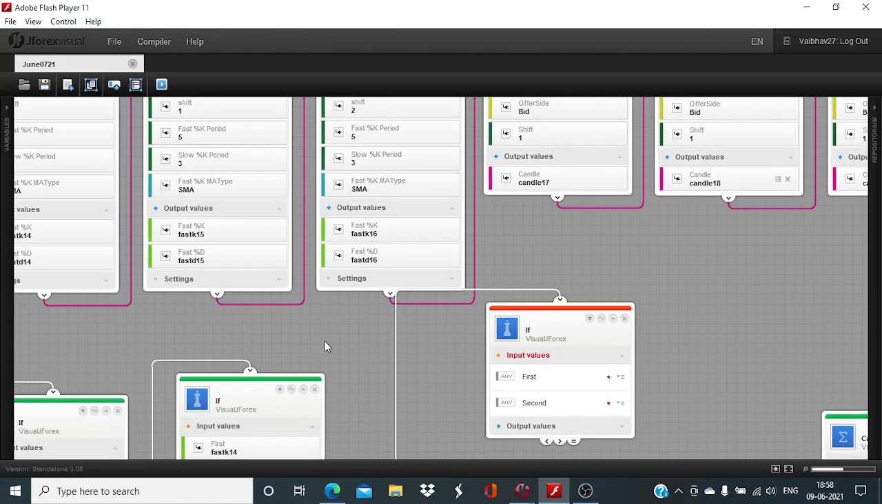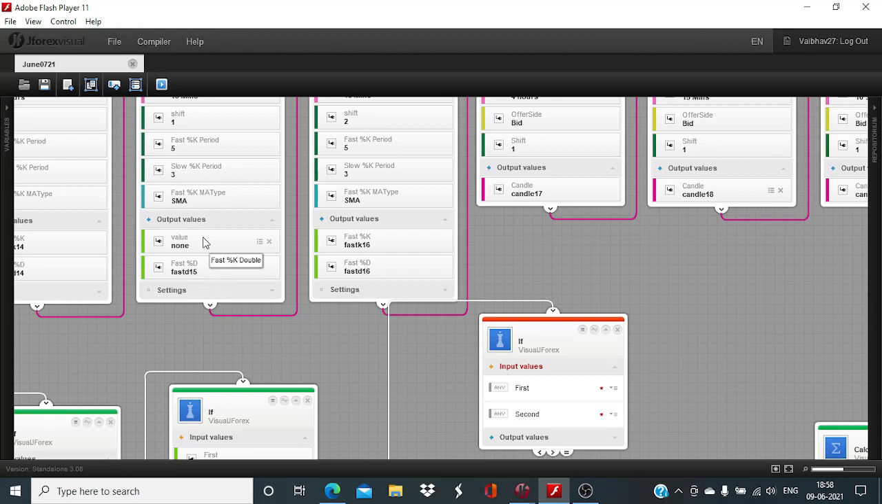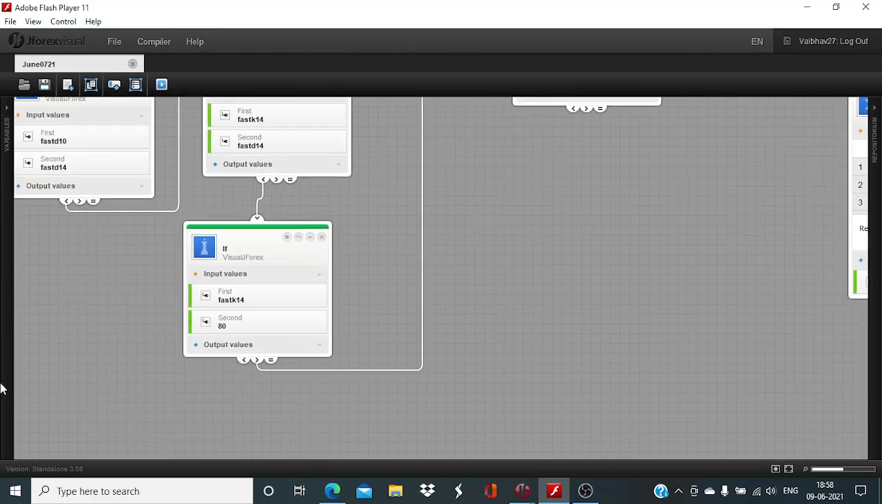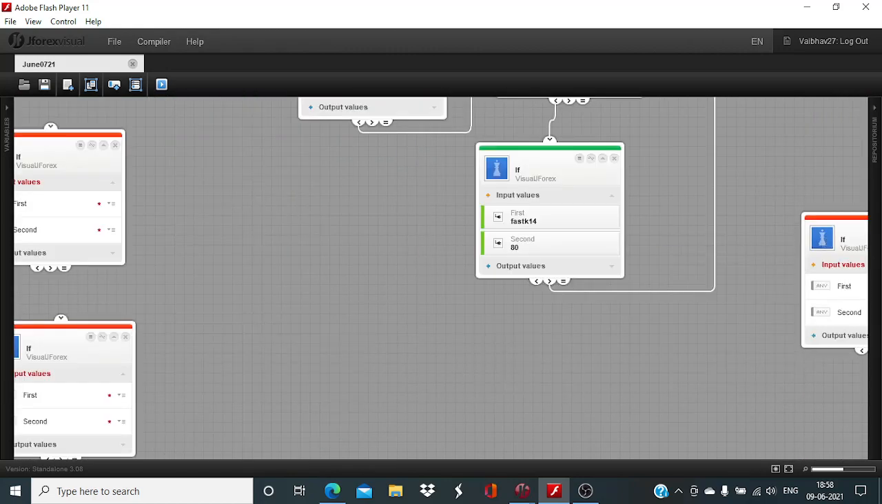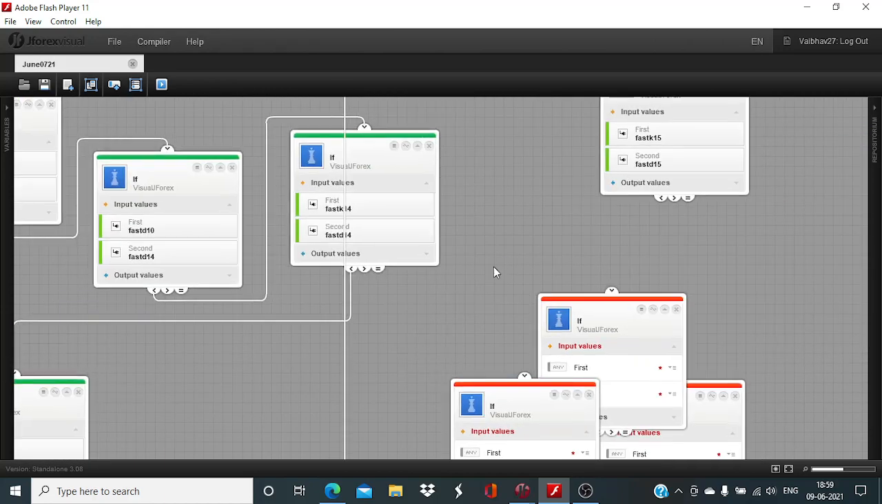In the last 15 minutes, the crossover should have taken place, so we have to make sure that the fast K15 is below fast D15. So in this case, it will be first input less than second input.